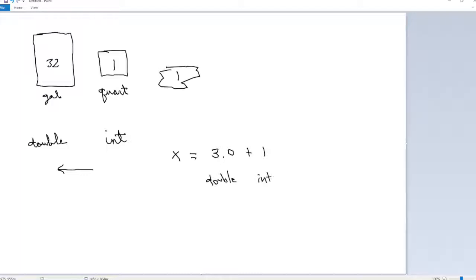This is a mixed expression. We have a double and an int. So what the compiler does is convert the 1 from the smaller data type int to the larger data type double. So the problem really now becomes 3.0 plus 1.0. The overall driving motivation for the compiler is that it cannot mix data types because the bit patterns for an integer and the bit patterns for doubles are not the same. You can't just simply add them.